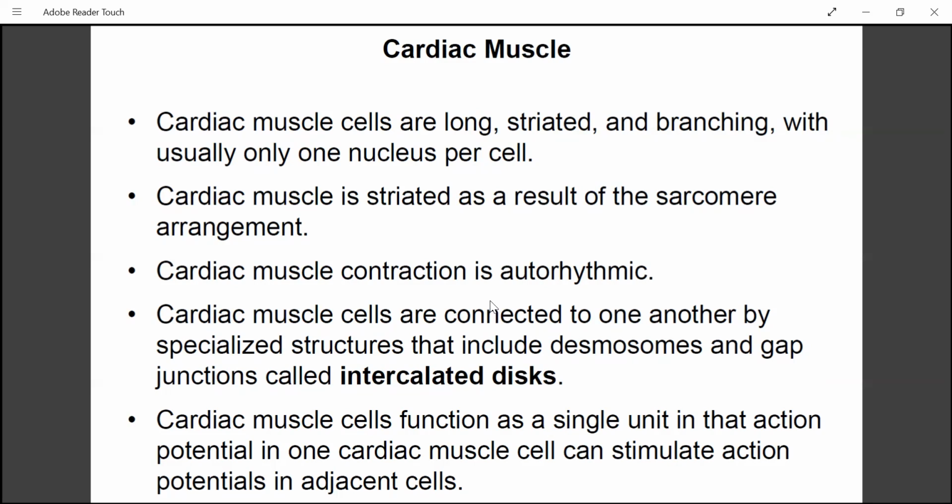So every second or a little more often than that, it's going to signal an electrical stimulus that causes our heart or cardiac muscle to contract, and that's going to happen like clockwork. So that's autorhythmic.